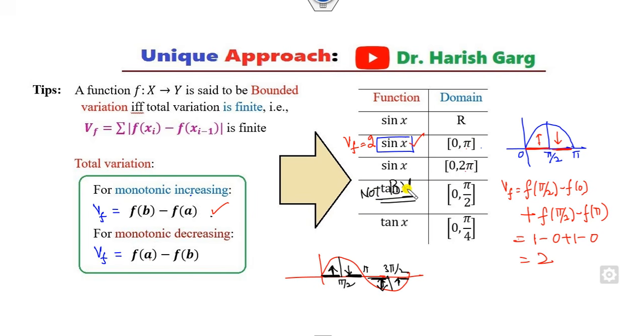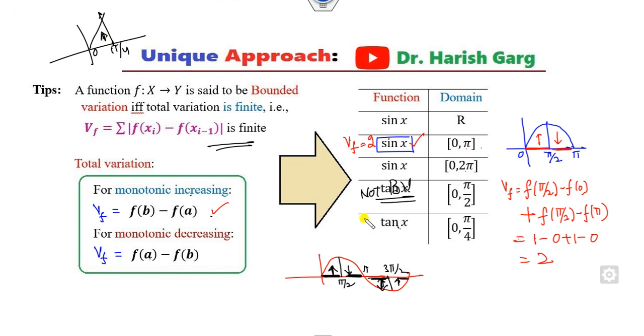Fine, because pi by 2 is infinite. So if it is not bounded variation, this is not finite. But if you look at tan pi by 4, the value is 1. Fine. So you can find it's an increasing function over 0 to pi by 4.